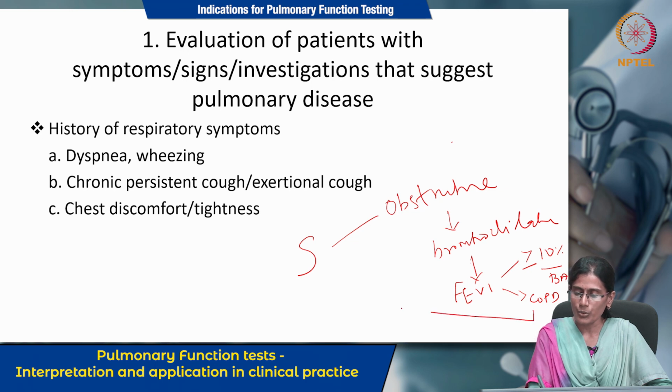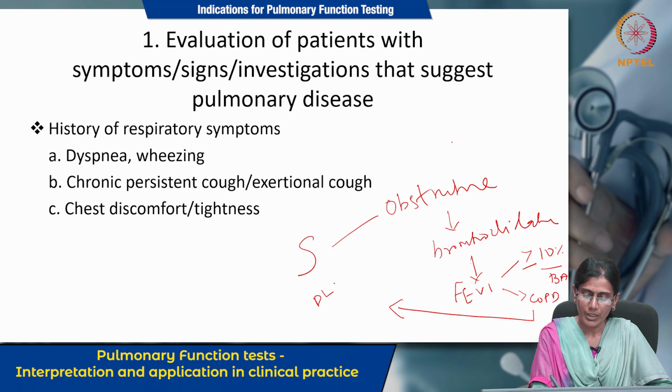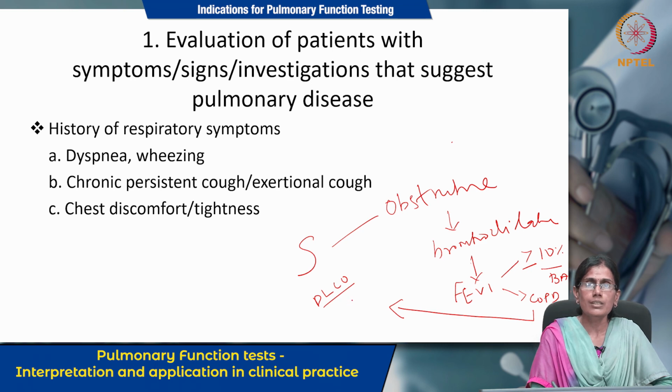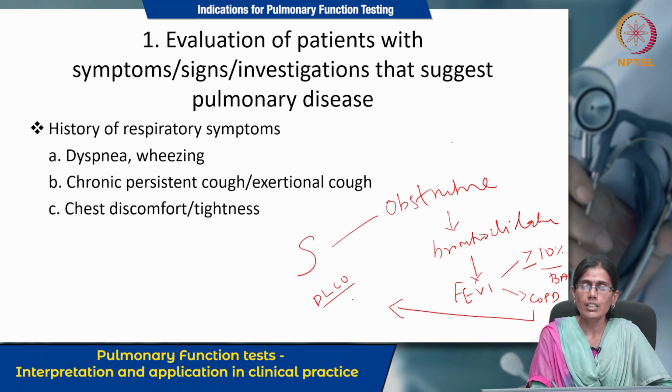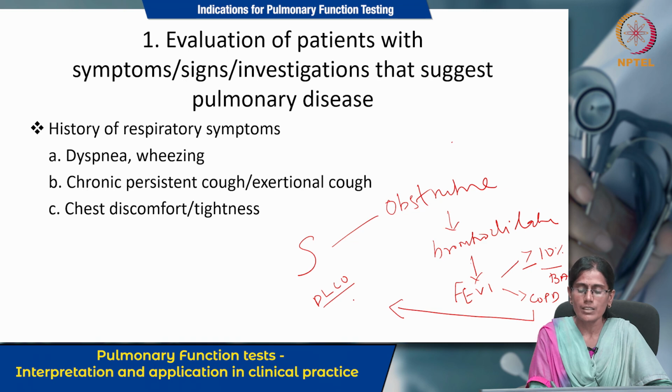So what will you do next? You will do DLCO. DLCO helps us to differentiate the predominant subtype of COPD. COPD has multiple subtypes like chronic bronchitis, emphysema and small airway disease. Do DLCO and differentiate these three.